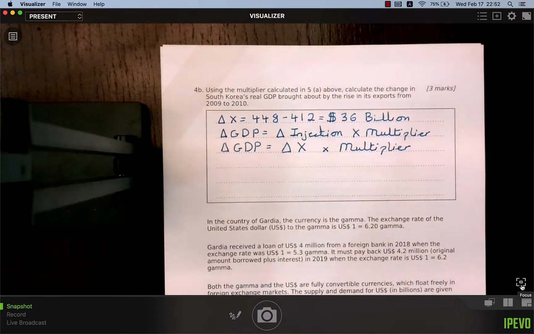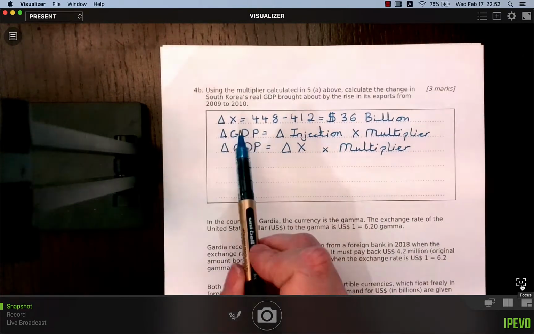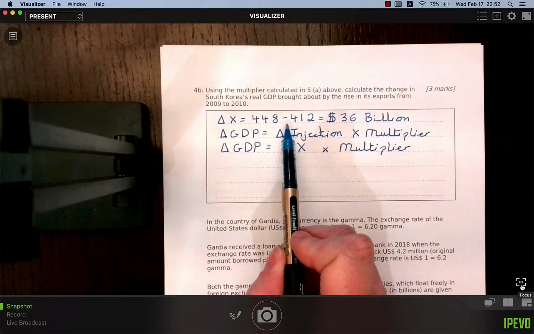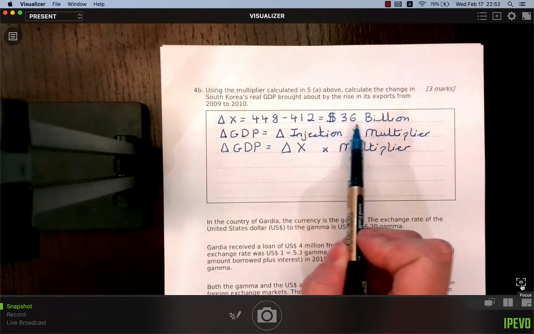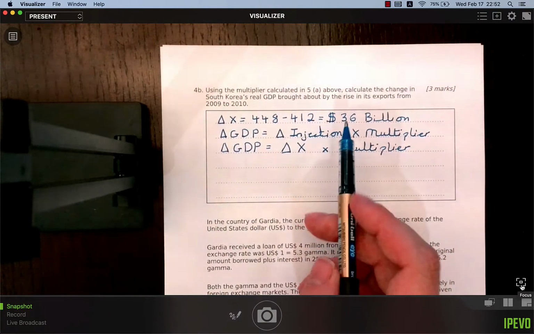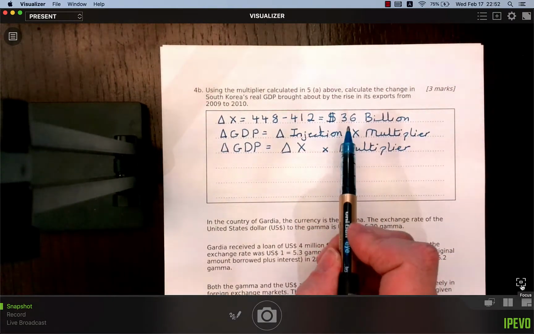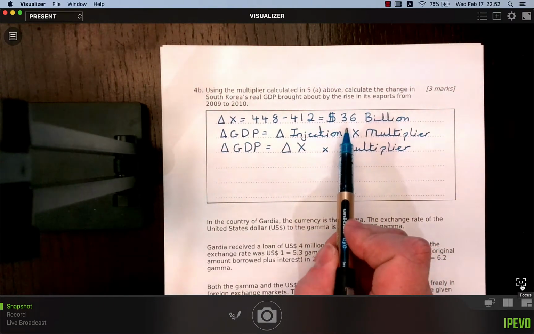Well, what was the increase in the injection? This is the important thing. What was the increase in the injection? Well, it was 448, which is year 2, minus year 1, which is 412. There was an initial extra injection in 2010 of $36 billion.